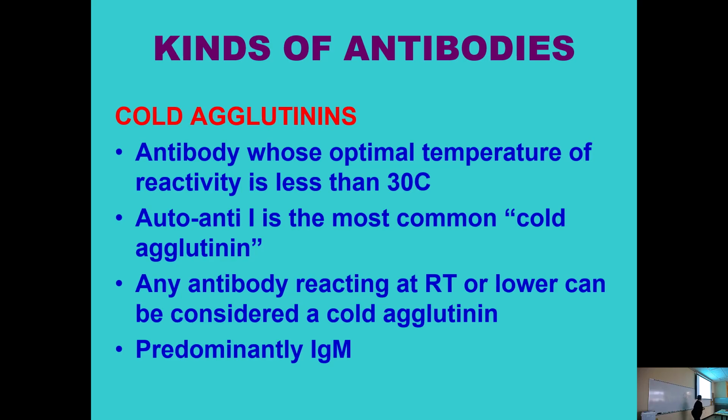Cold agglutinins are going to be ones whose optimal temperature is less than 30 degrees Celsius. Auto-anti-I, when we get to that one, we'll talk about I. It's the most common cold agglutinin we're going to see. Anybody, though, that's going to react at room temperature or lower is going to be considered a cold agglutinin, and most of the time, this is going to be your IgMs. They like it cold.